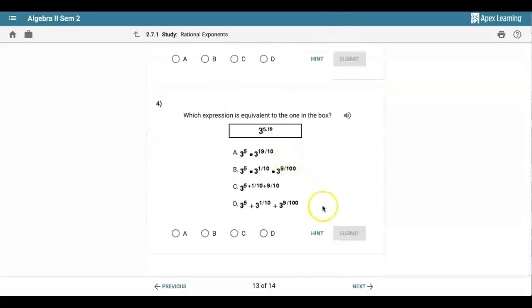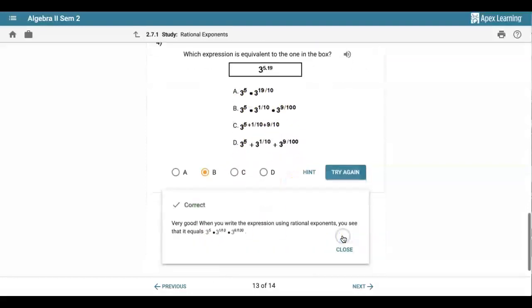Same problem here for 3. And for 4 here, what's the equivalent expression? In the way that they have it written, it would be letter B here. Because again, if I multiply things together with the same base, I'm going to add up the exponents. So it should be letter B there, because you add up the exponents.